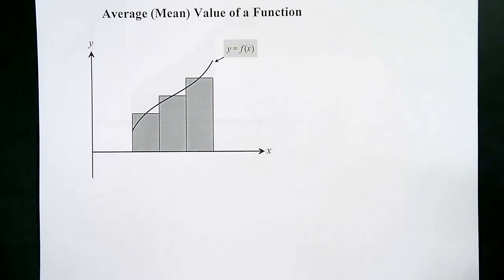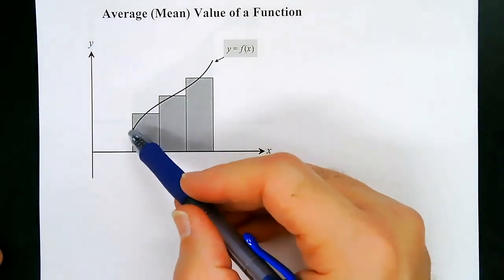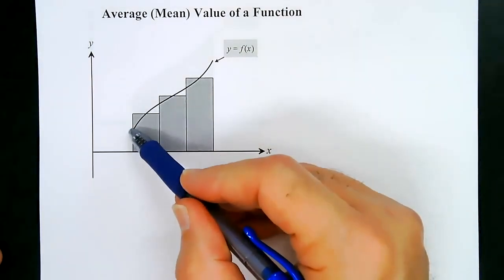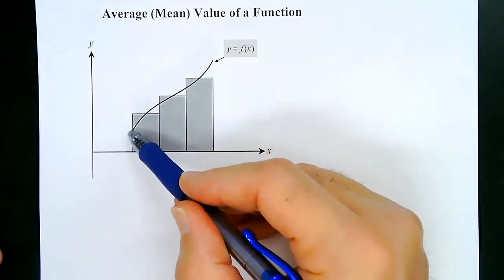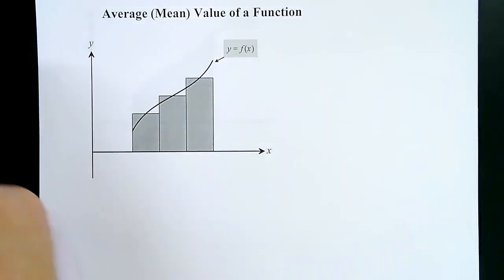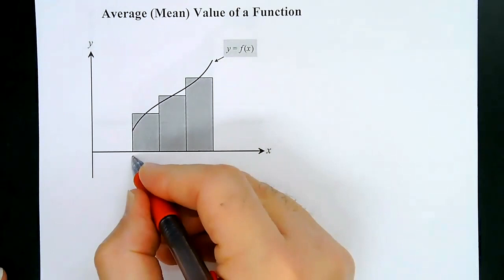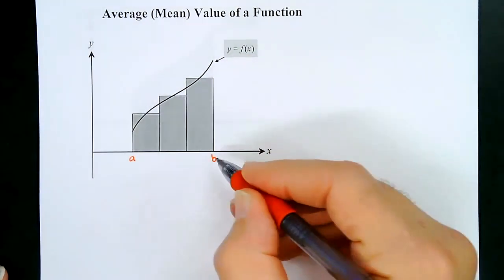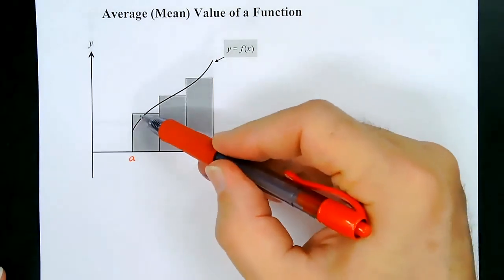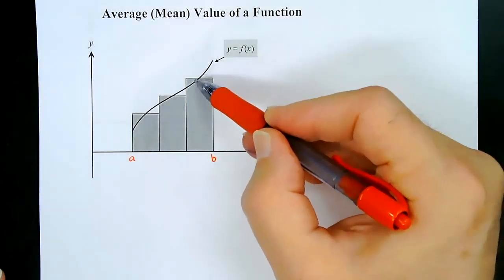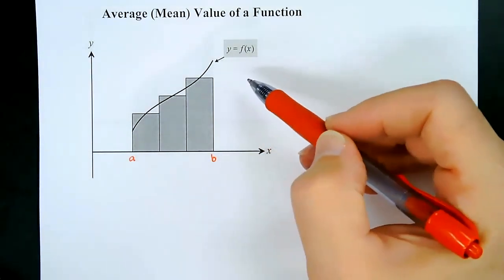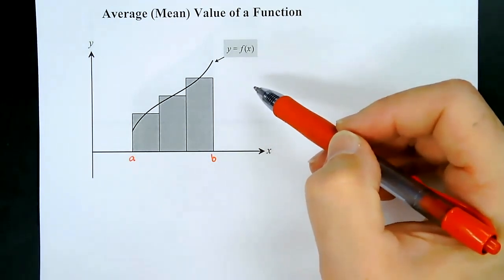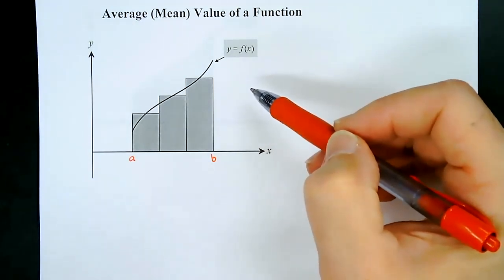So to find the average value of a function, that means all of these function values, all of these y values from this right here, which I'll label A, this left endpoint, all the way to this right endpoint B, we want to add all these function values up and divide by how many there are and get an average. But how can you do that, right?